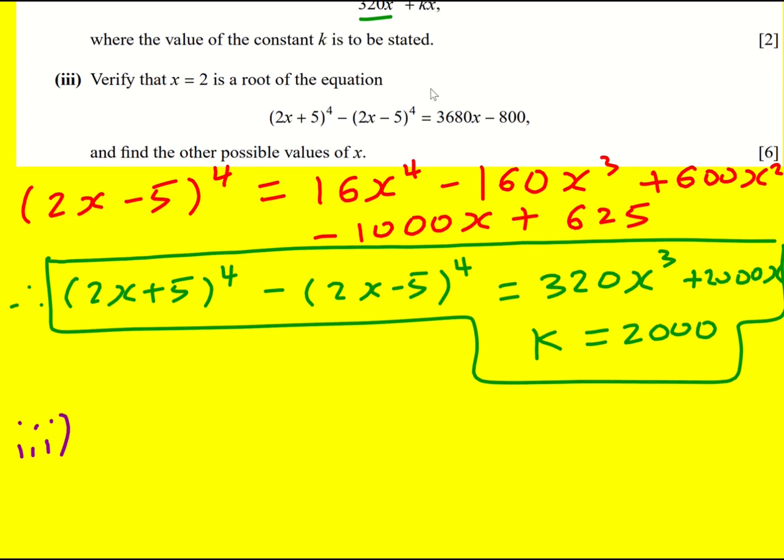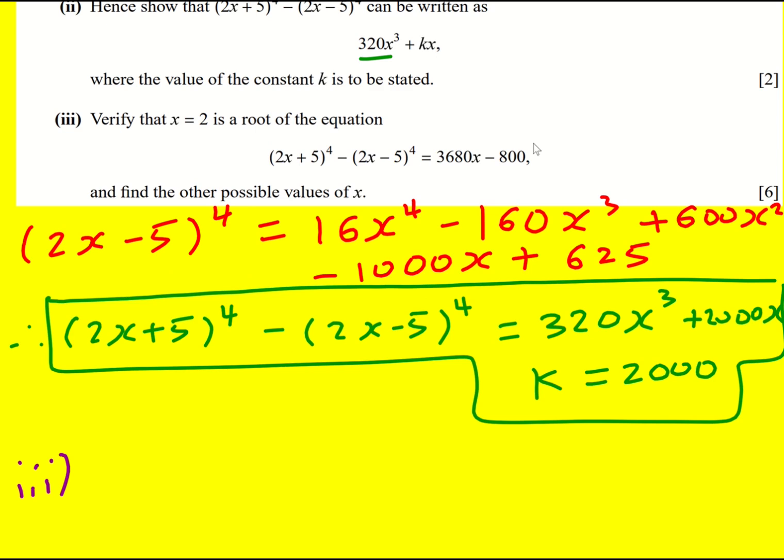We're told to verify that x equals 2 is a root of this equation. So when x equals 2, the left-hand side is going to equal, I suppose I could put it straight into here, couldn't I? It's going to be 4 plus 5, 9 to the 4.